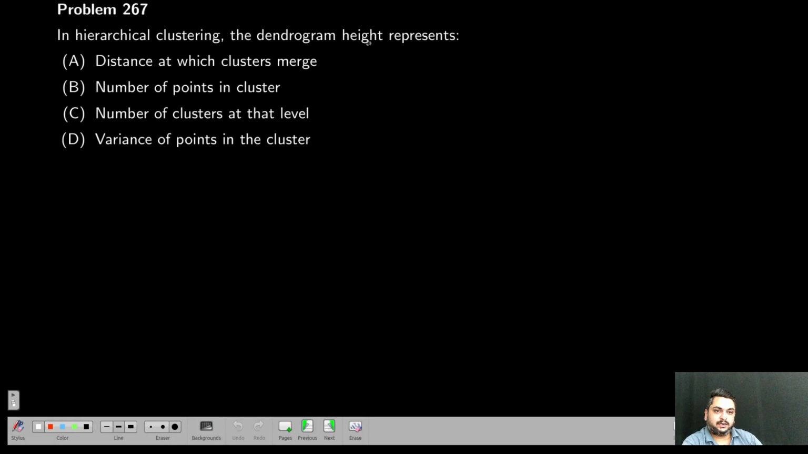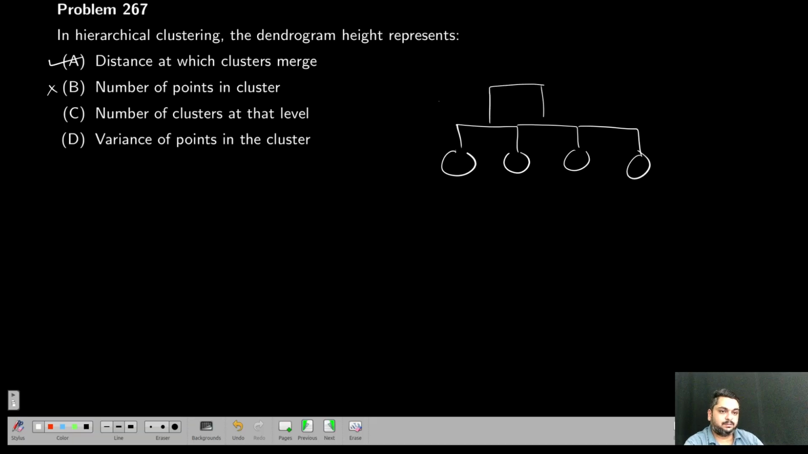In hierarchical clustering, the dendrogram height represents the distance at which the clusters merge. Number of points in the cluster, no. Number of clusters at that level, no. For example, there are clusters like this in my dendrogram, and I have found the height like this. The number of levels is represented by the horizontal line that cuts this dendrogram. So this is wrong. Variance of points in cluster, no.